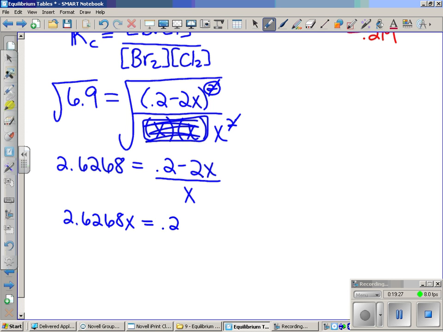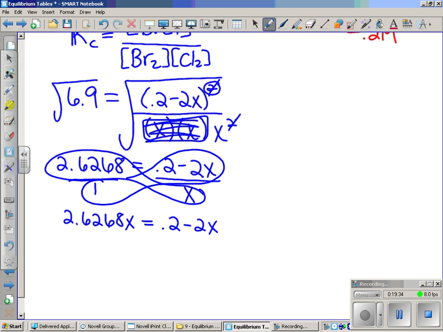Okay, so we'll do 2.6268 times x, and that equals 0.2 minus 2x. So again, I just cross multiplied. I did this times, and this is over 1, of course, times this. Now I'm going to combine like terms. Okay, so I'm going to bring this minus 2x over to this side. So that gives me 4.6268x is equal to 0.2, like so.